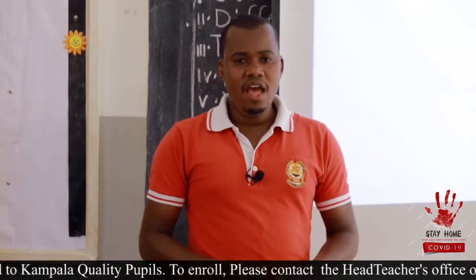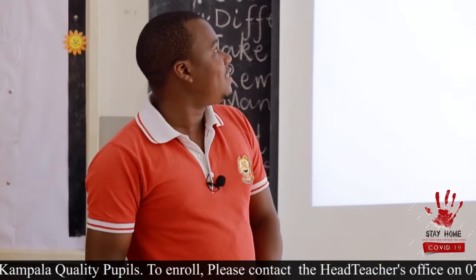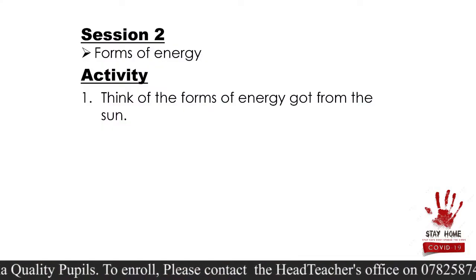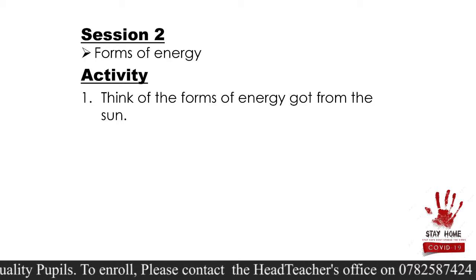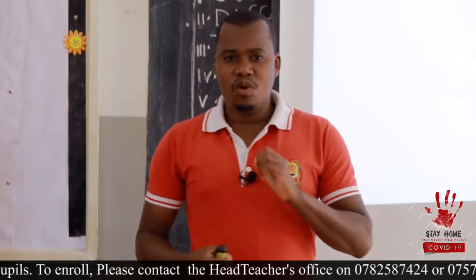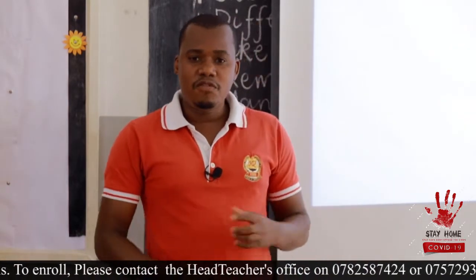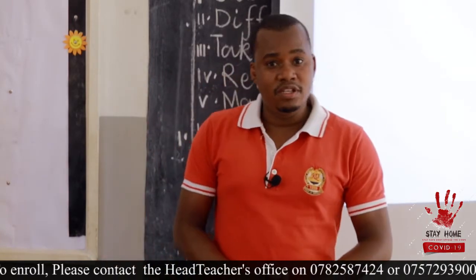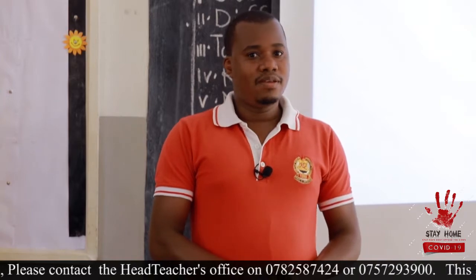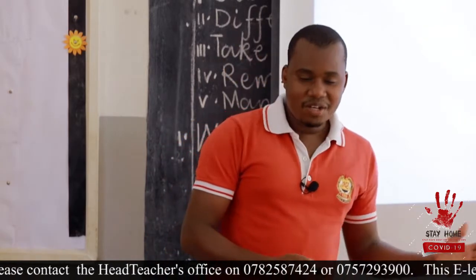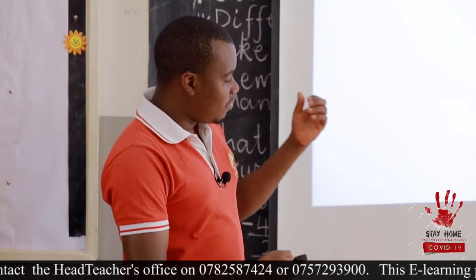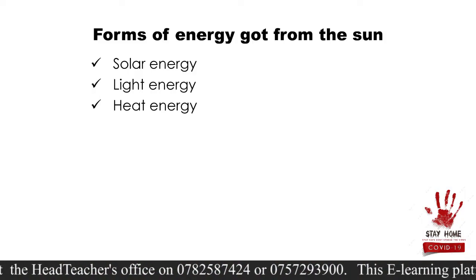Now, from the sun, we get some forms of energy. And there are basically 3 forms of energy that are got from the sun. Have you thought of some of them? Now, I'm going to give you just 1 minute to think about the forms of energy got from the sun, my dear children. Okay, there are 3. I think you have them there. Now what you are going to do, compare your forms with mine. Forms of energy got from the sun.